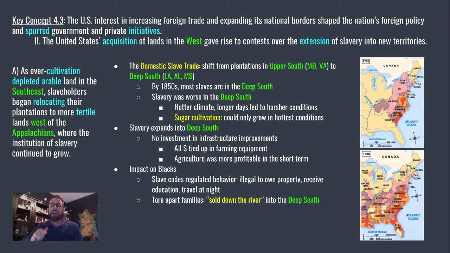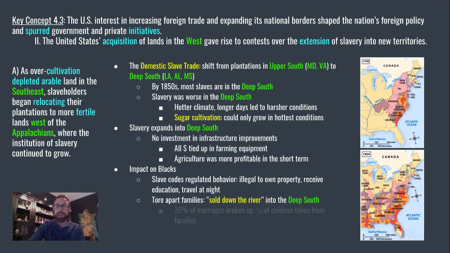Deep South. And this was called being sold down the river. American society still uses this term, sold down the river, colloquially to mean being betrayed. Well, this is where it got started. You were literally being sold down the Mississippi River, or the Missouri River, the Ohio River, down into the Deep South where conditions were much worse.